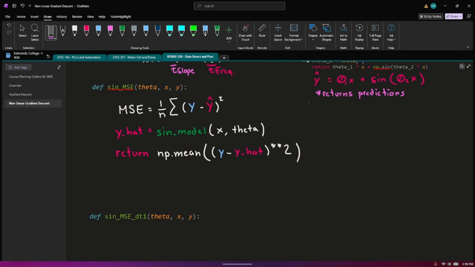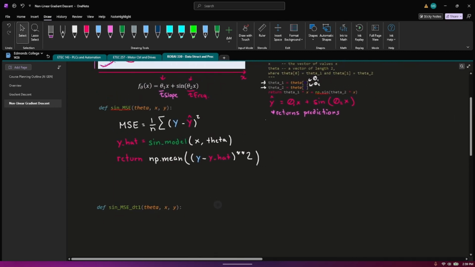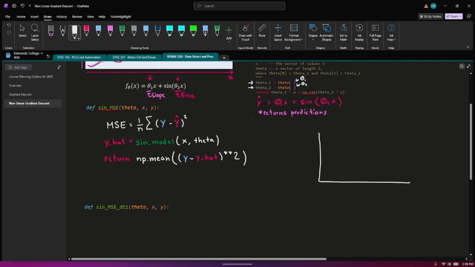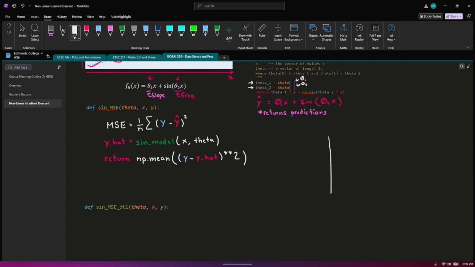Well, if we recall from our gradient descent, our gradient descent needs the actual value of whatever function we're trying to minimize. Let's say it's this arbitrary function here. We need the actual value that that function produces. So this value here would be our MSE. So we have that. That's this right here, our actual y value of the function we're trying to minimize.